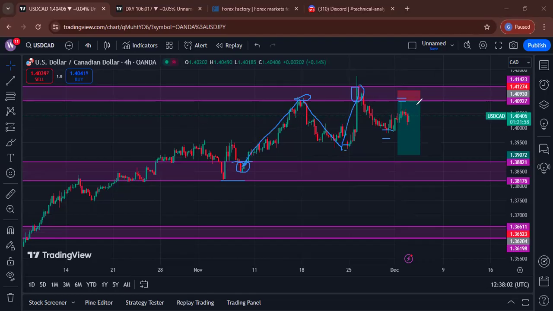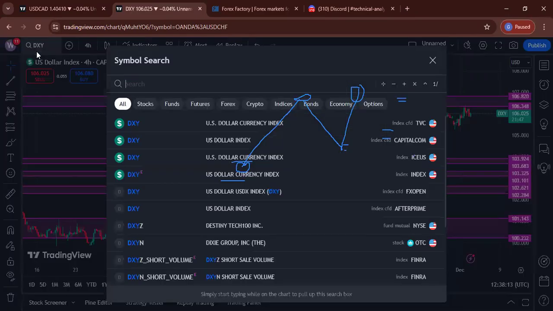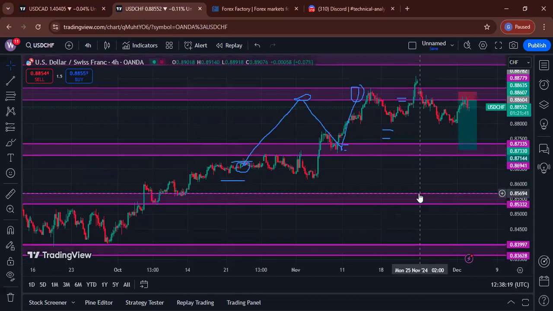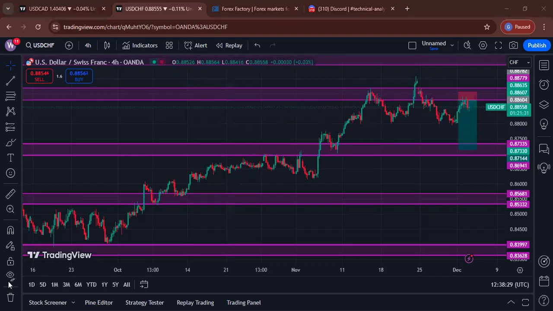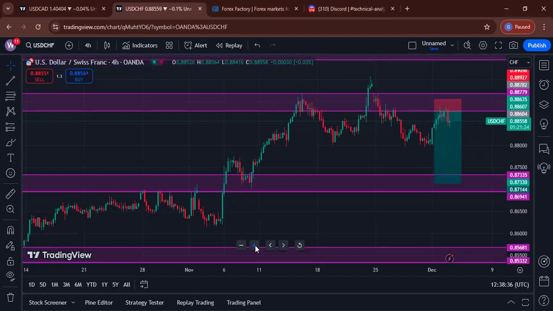Now look at the similarity of setups between this and what you have on USDC, the dollar index. You can see this is the same kind of setup. And if you look at USDC HF, it's the same kind of setup we have taken. So you can see quite the similarity in terms of setups. Usually when you are mastering your setups, you know that there are certain kinds of setups. Anytime you see them, you know it is a trade that you're not even going to think about too much, because you know how to go about it.